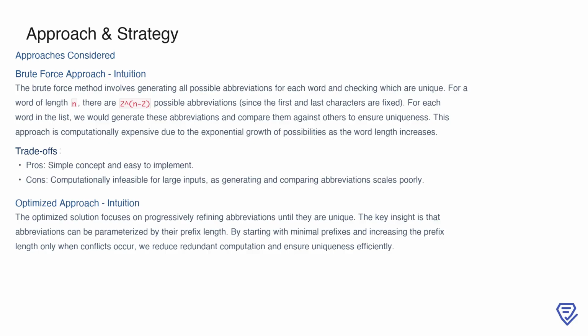While this method is simple to understand and implement, it comes with significant drawbacks. Specifically, as the length of the word increases, the number of possible abbreviations grows exponentially. When you consider that this process must be repeated for each word in the list, the computational cost quickly becomes infeasible for large datasets. While the simplicity of this approach is a clear advantage, the inefficiency makes it unsuitable for practical use. Instead, we turn to an optimized approach that focuses on resolving conflicts efficiently. The core idea here is to progressively refine abbreviations by increasing their prefix lengths only when necessary, which minimizes redundant computation and ensures each abbreviation remains unique.